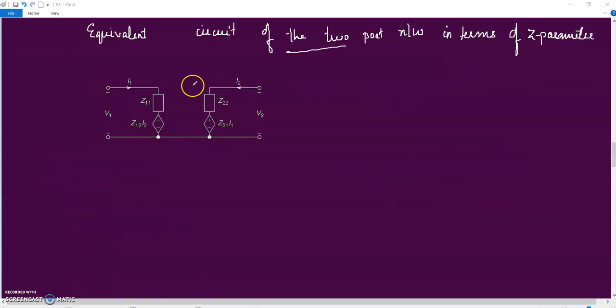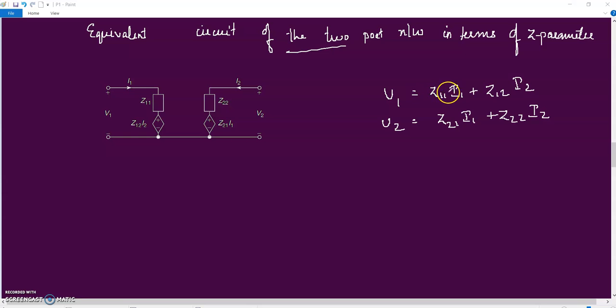This is the equivalent circuit of the two-port network in terms of Z parameter. So now we are going to see the equivalent circuit of the two-port network in terms of Z parameter. So we can understand this circuit better by writing the two equations of Z parameter. V1 is equal to Z11 I1 plus Z12 I2.